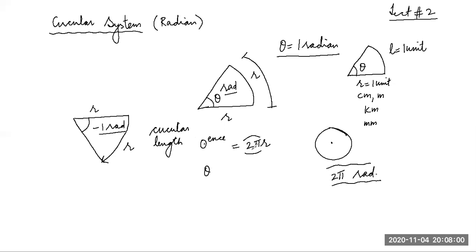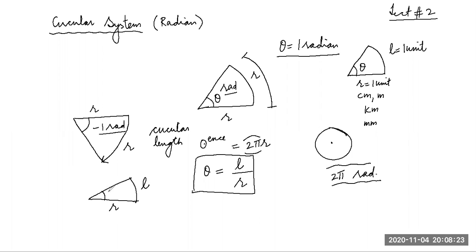So I can replace 2 pi with theta. Let the length of the arc be L, then theta would be equal to L divided by R. Suppose I have this length of the arc as L and this is R, then theta in radians is equal to L by R. And when L is equal to R, R by R becomes 1 radian, as we have studied just now. So this is important.